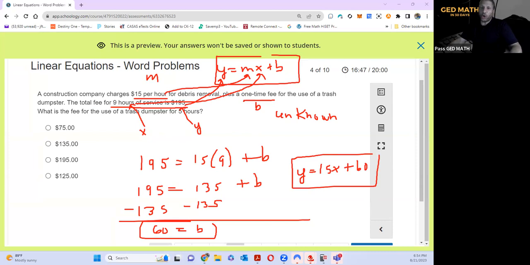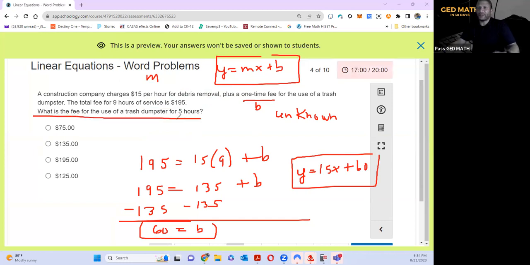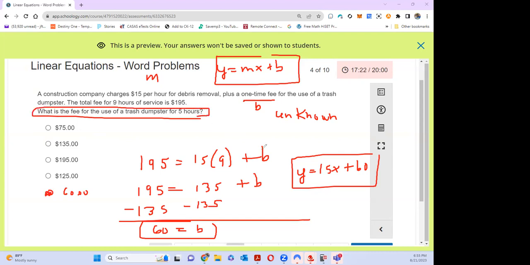Now, if they want to know the cost, hold on. Let me erase some of this because it's getting crowded. What do they want to know? This is important. People are rushing to solve these problems. If we had a multiple choice with 60, when people saw 60 as B, they would have chosen 60 as the answer. That's not what they're asking. The one-time fee is $60. So if they ask for the one-time fee, your answer will be $60. They're asking how much the fee was for 5 hours of use.